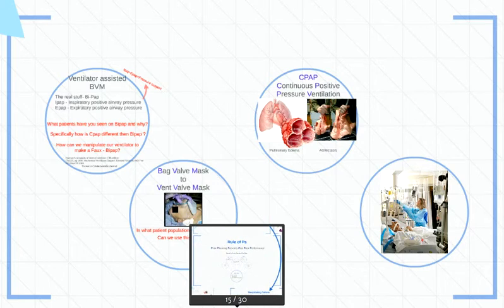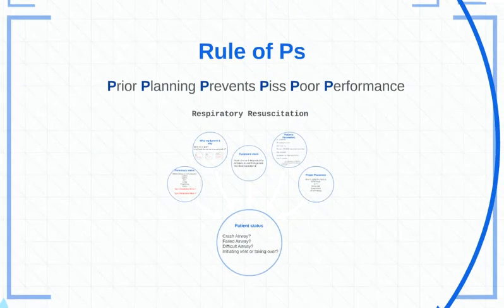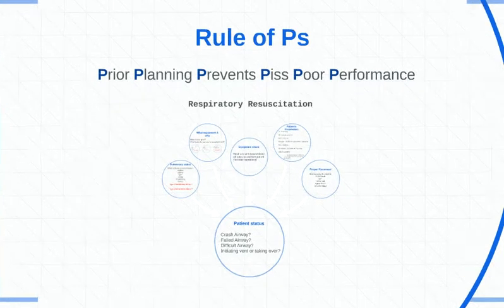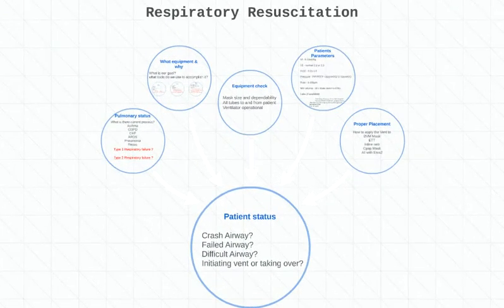We've actually went over all of these, and we're not going to really answer a question, but we're going to go over something, and it's called the rule of P's. And it's prior planning prevents piss poor performance. This is actually a military saying that is super hard to say if you're dyslexic, and I am dyslexic, so I had to say it really slowly. But what we're going over is respiratory resuscitation. And these are kind of the steps I want you to follow when you're going through respiratory resuscitation.